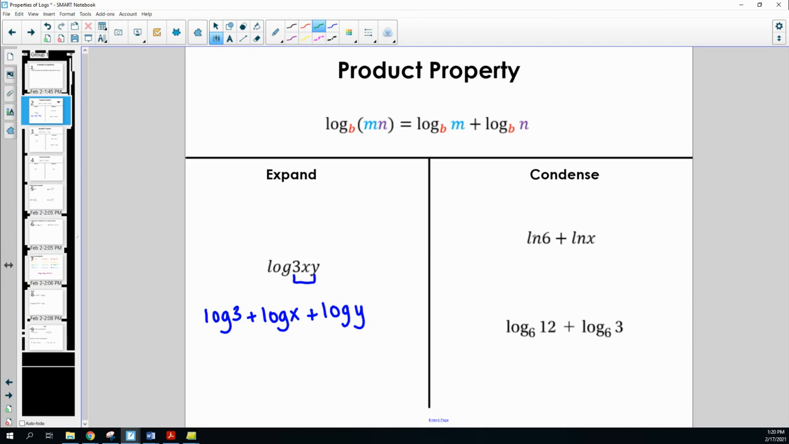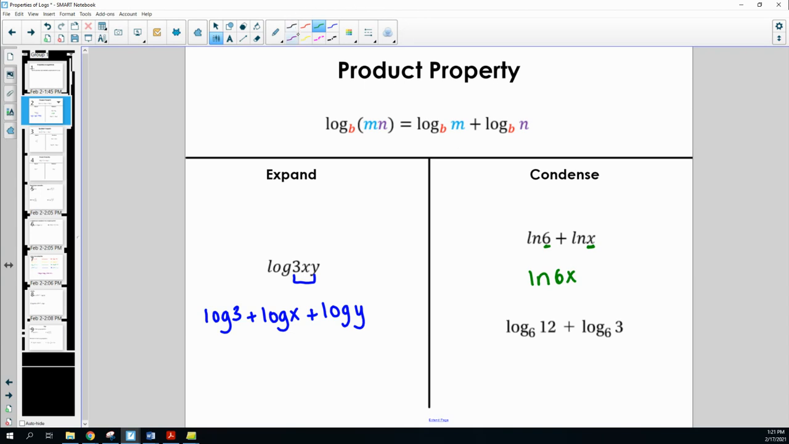So when I look at ln 6 plus ln x, the base on the ln is e, so they have the same base. Because I'm adding here, that means I need to multiply. So I'm going to multiply the 6 and the x. We start out with 2 logs here, so when we're condensing, we should only end up with the word log or ln written one time. So this would be ln of 6x.